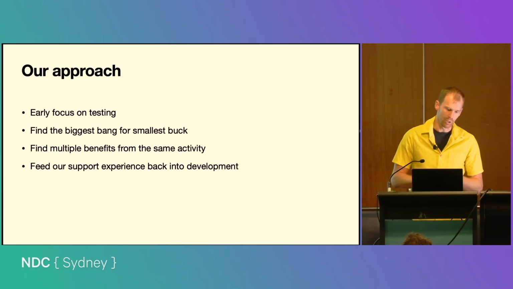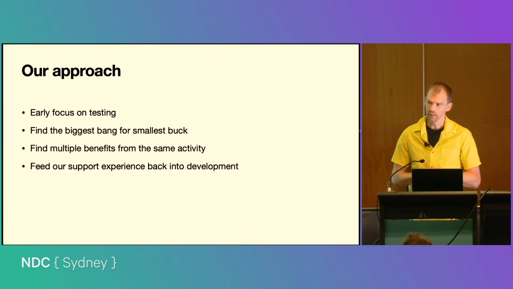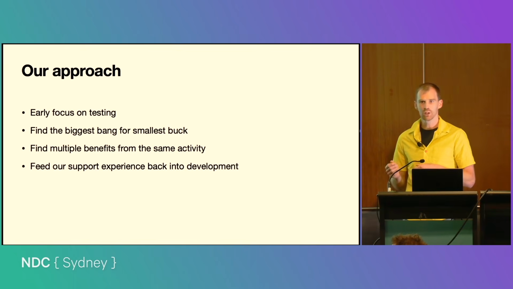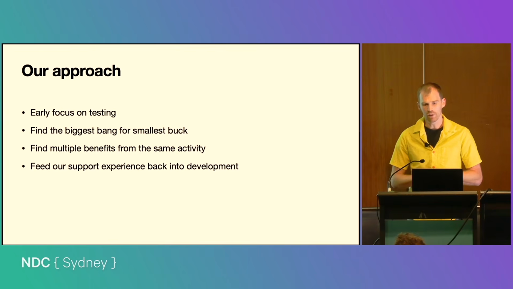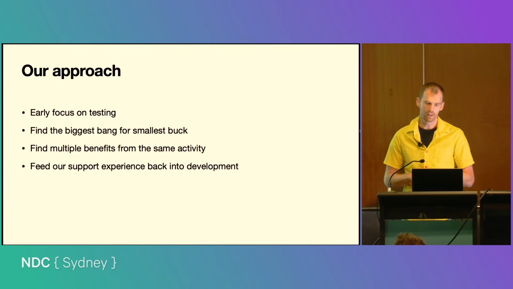So that leads to some approaches. The first is that we have a very early, heavy focus on testing. Because we don't control the operating environment, we need to make sure that what we ship is as good as it can possibly be, because the cost of patching is so high. So we're really trying to find the biggest bang for the smallest buck as we move around.